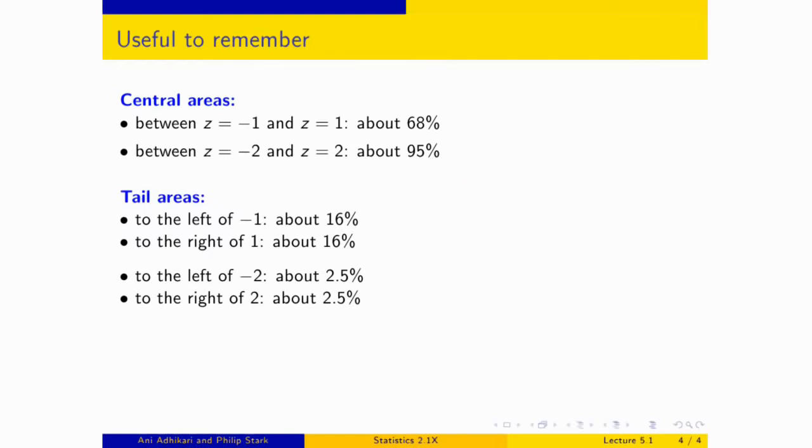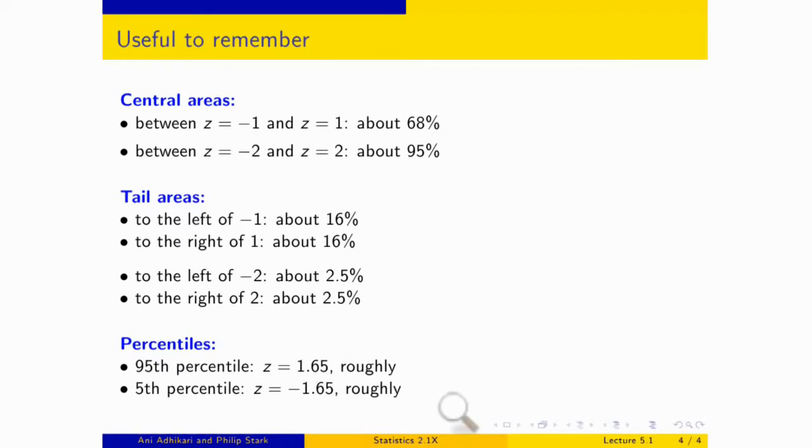Percentiles, we saw one. The 95th percentile we saw was 1.65, roughly it was 1.645, but I'm not dealing with 3 decimal places at the moment. By symmetry, the 5th percentile is -1.65.